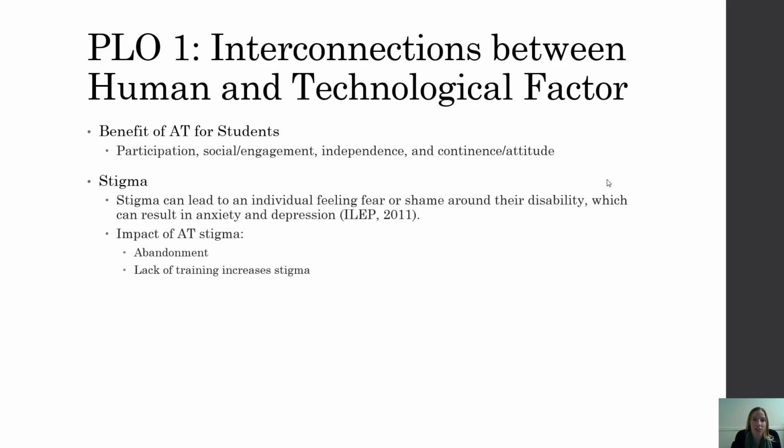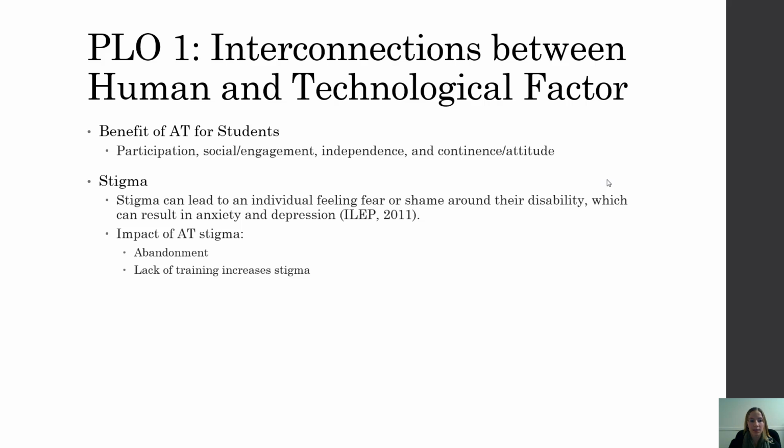Unfortunately, assistive technology still has stigma attached to it. Stigma can lead to an individual feeling fear or shame around their disability. This can result in anxiety and depression. Stigma can have an impact on the student in their school setting, such as their grades or how they interact with their peers. Stigma can also affect relationships outside of school and the feelings of oneself or their confidence.